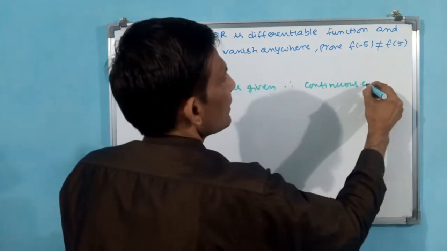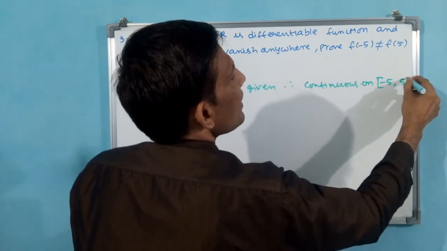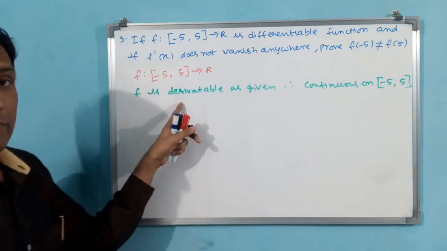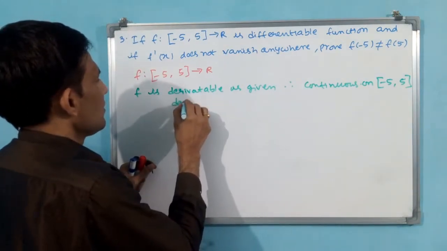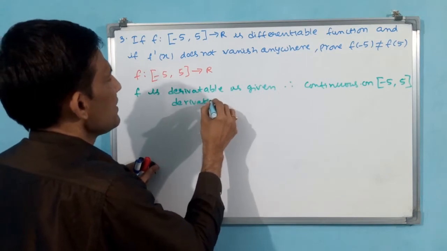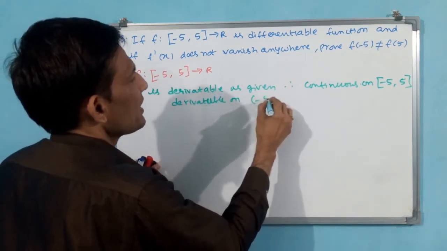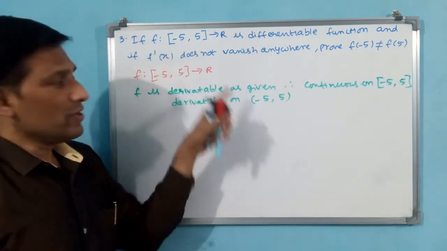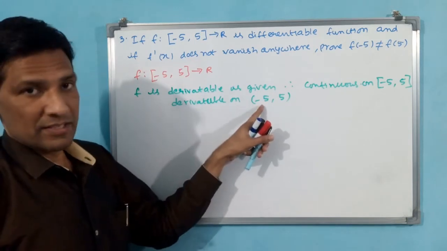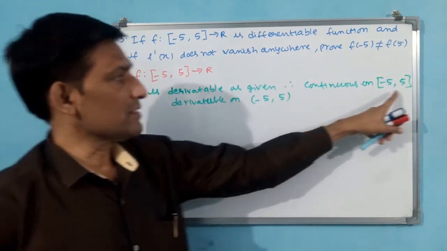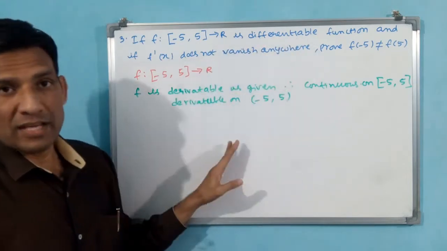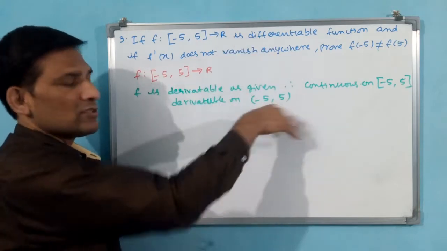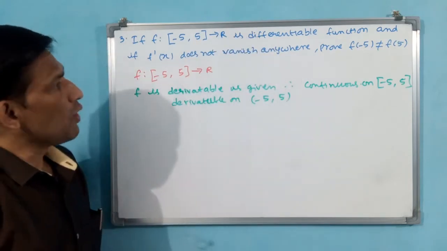Where is it continuous? On [-5, 5]. Continuous on [-5, 5] only, while differentiable on (-5, 5). See, these are the limits a and b. Differentiable on the open interval, continuous on the closed interval. Why? Because they have given a differentiable function, so these two conditions must be satisfied. They are telling that this is differentiable, which means these are already satisfied. We can take it for granted.